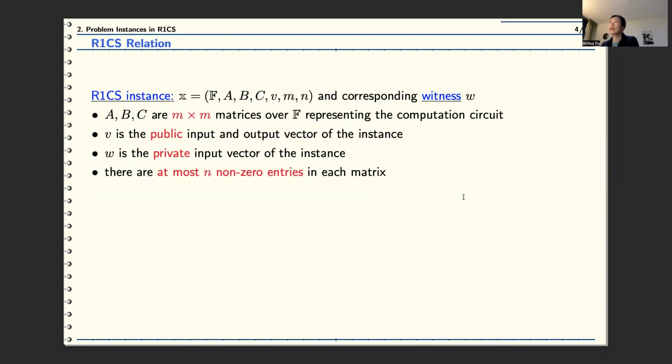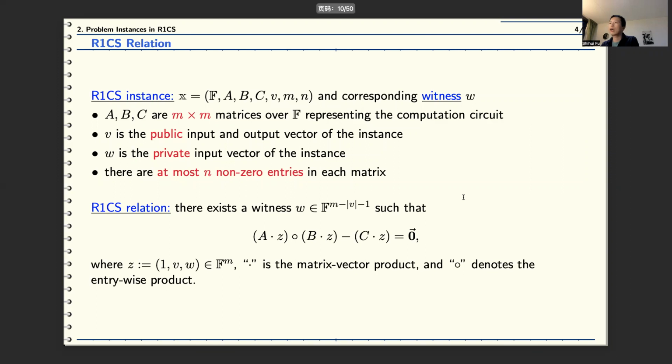Now let's look at what the R1CS relation is. Basically, an instance X is a tuple which includes 7 elements. Here, matrices A, B, C are m times m matrices. V is the public input vector. W is the private input vector. And we also assume each matrix has at most n non-zero entries. Now the R1CS relation asks whether there exists a witness such that this equation holds.